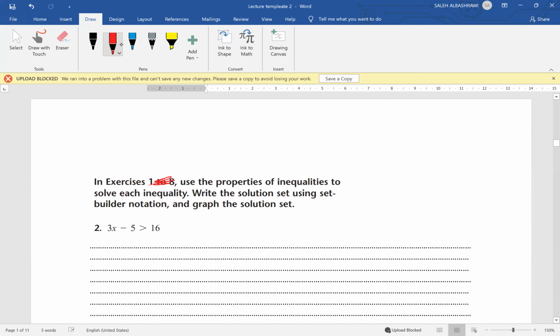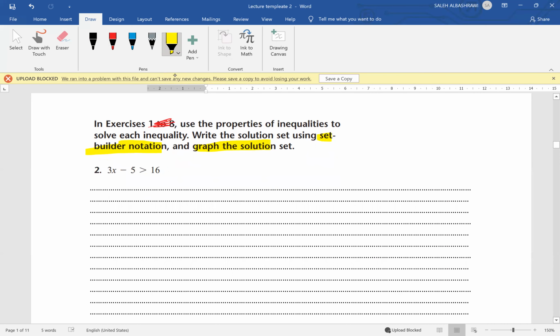I need to use the properties of inequalities to solve each inequality, write the solution set using set builder notation, and graph the solution set. I have this first example, 3x minus 5 is greater than 16. Now to solve the inequality, we follow the same steps as for equations. I need to keep the variable on one side and all the constants on the other side.